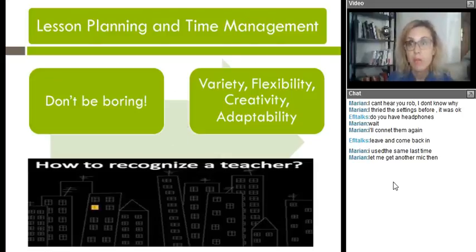Next, another pillar of classroom management is lesson planning and time management, of course. We must be careful and observe the 4 principles of variety, flexibility, creativity, and adaptability. If our lesson is not challenging, if it's not interesting, then students are bound to have disruptive behavior, if it is too easy or if it is too difficult. So we must make sure that we have a meaningful lesson that is organized around the principles that we decide, but that first and foremost is very interesting to the students.